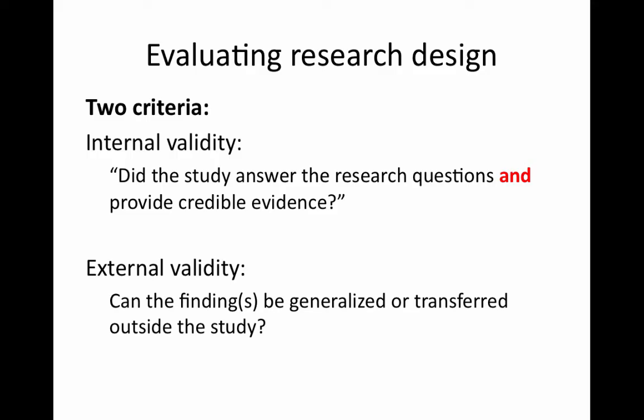Two important criteria are used in evaluating any research design: internal validity and external validity. The internal validity of a research design concerns the degree to which it meets its dual purpose within the confines of the study. That is, did the study answer the research questions and provide credible evidence? For quantitative design that we discussed first, internal validity addresses whether variance was controlled for appropriately to provide an uncontaminated picture of the relationship between the independent and dependent variable.